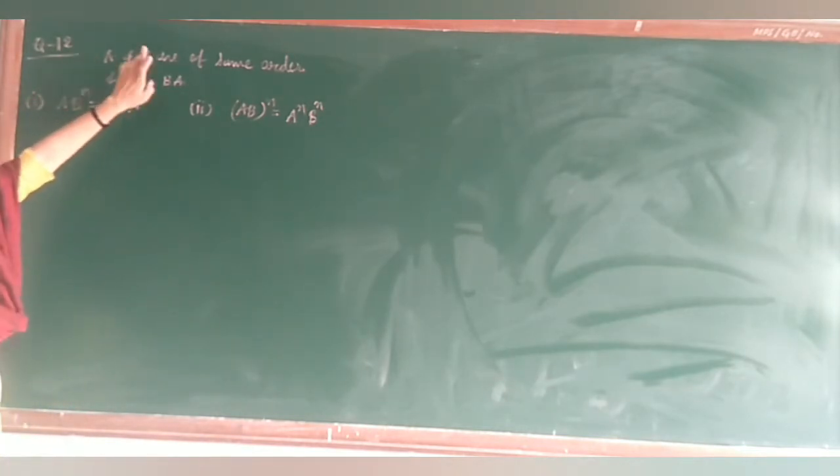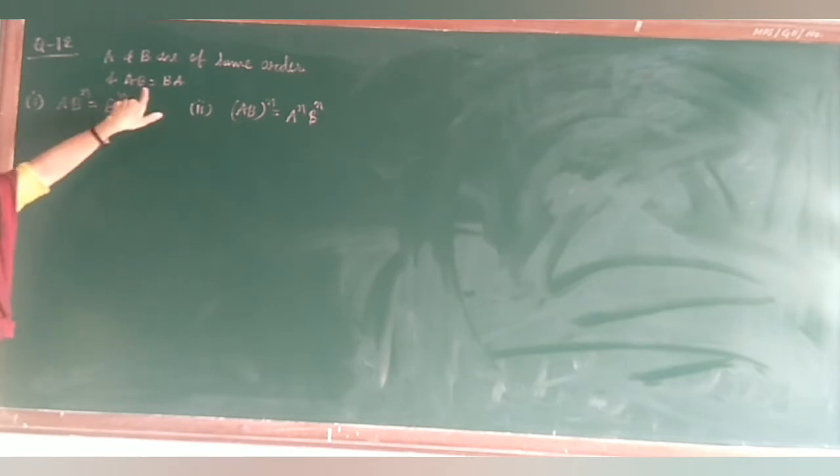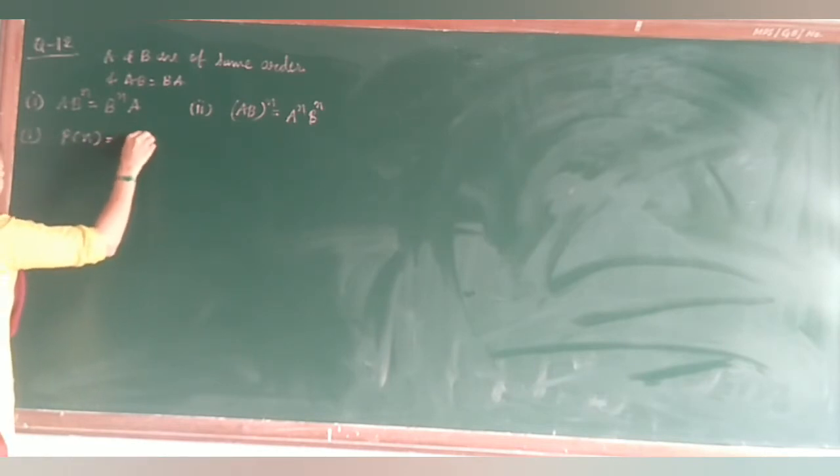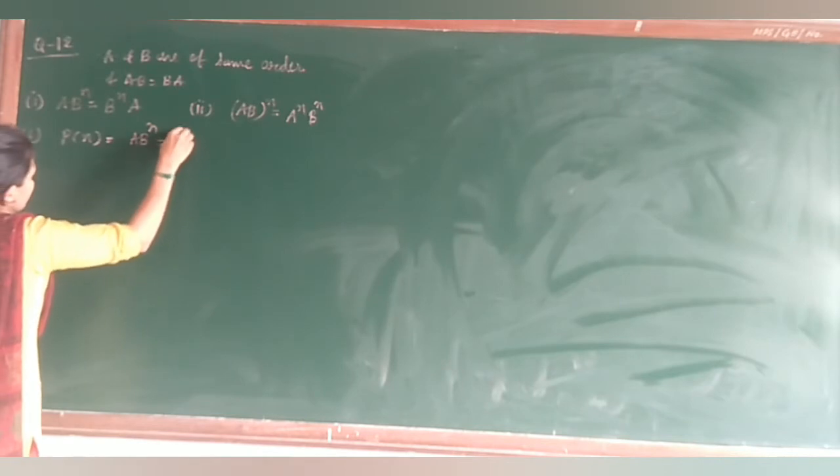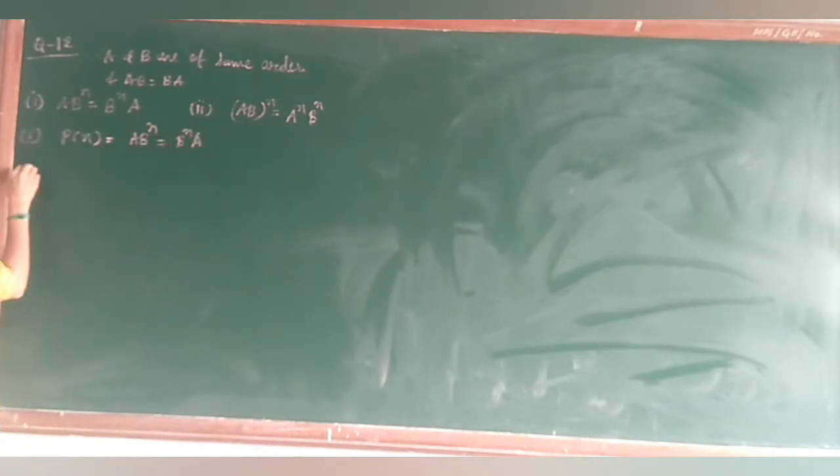Now students, this question we have to solve by mathematical induction, and the given things are that A and B are of the same order and AB is equals to BA. So let me start with the proof of part 1. So here our P of n statement is AB raised to n is equals to B raised to n into A. Now let n is equals to 1.